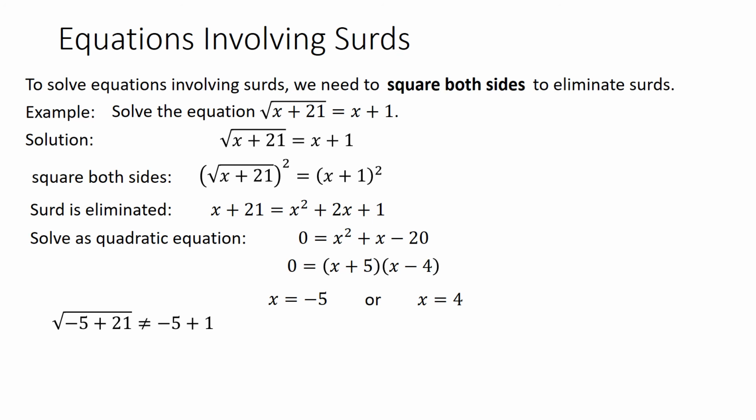Now we substitute x equals negative 5 into the original equation. We get that √(negative 5 plus 21) is not equal to negative 5 plus 1. Hence, we reject x equals negative 5.